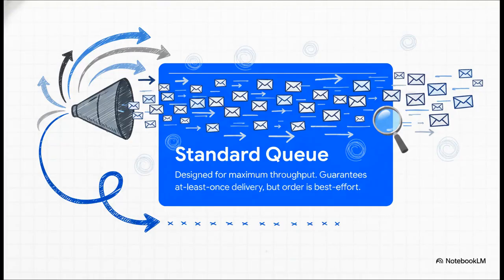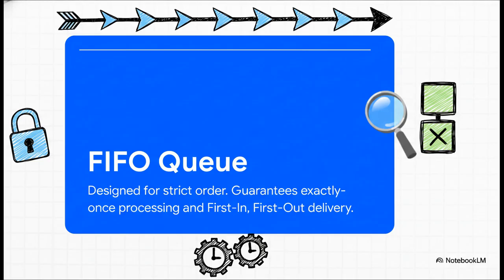First up, you've got the standard queue. This thing is an absolute workhorse. It's built for pure speed and can handle a nearly unlimited number of messages. Now, the key trade-off here is that it guarantees a message will be delivered at least once, but it doesn't promise they'll arrive in perfect order. It's all about getting a massive amount of work done, even if the order gets a little shuffled now and then.